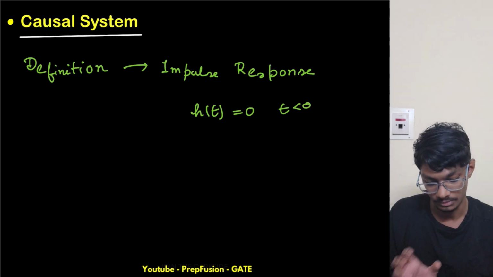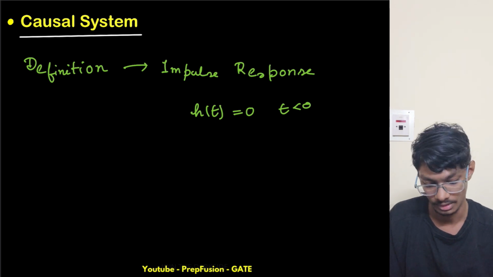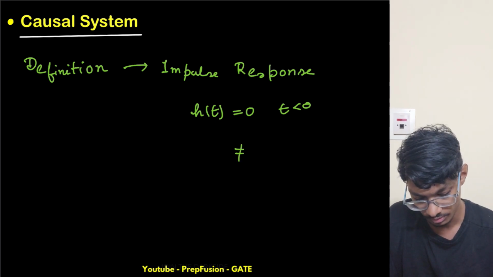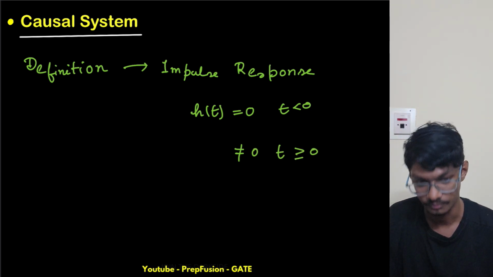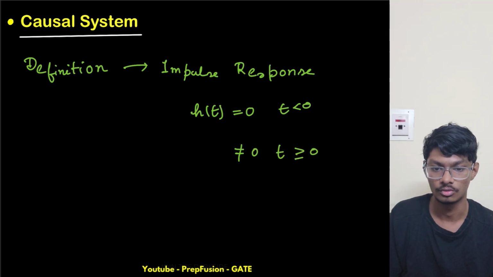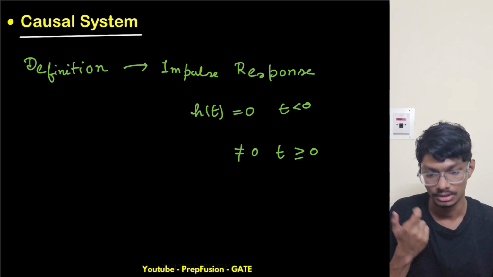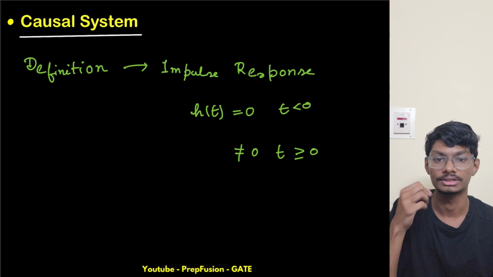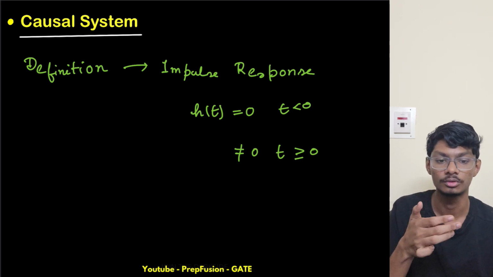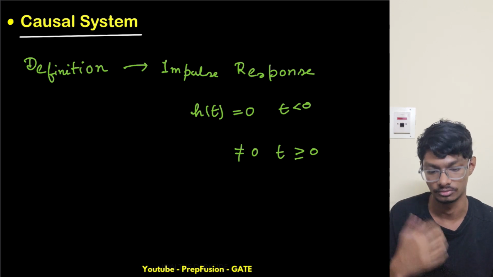Then the system will be causal. And it should not be equal to 0 for t greater than or equal to 0. These two conditions need to be satisfied, right? Or by the basic definition we know that the output should depend on either the present or the past values of input, not on the future values. That I have already explained to you, that we have already learned.